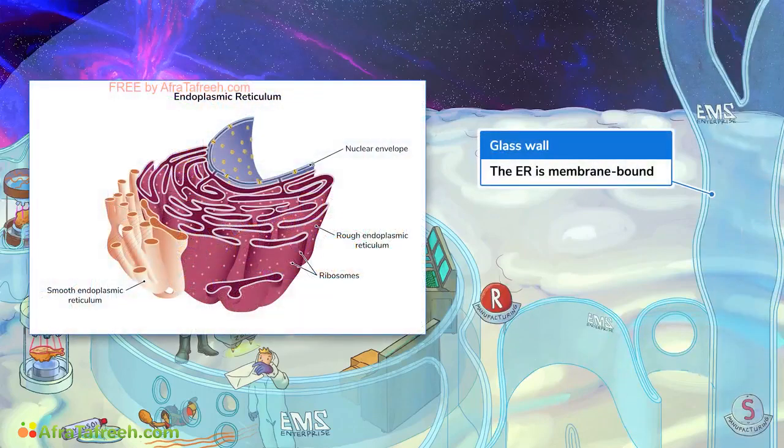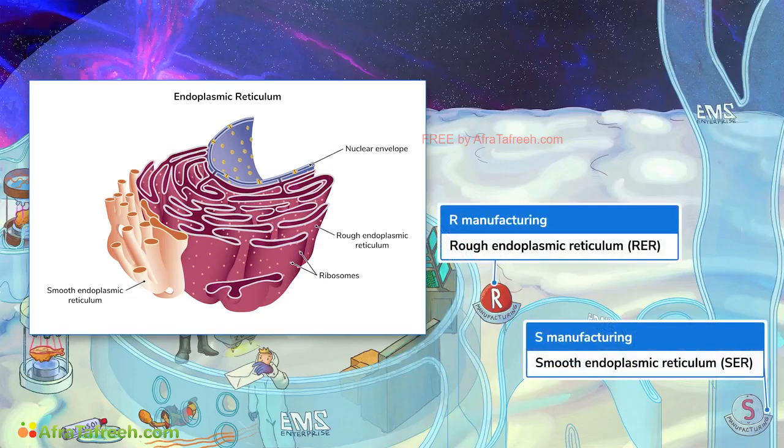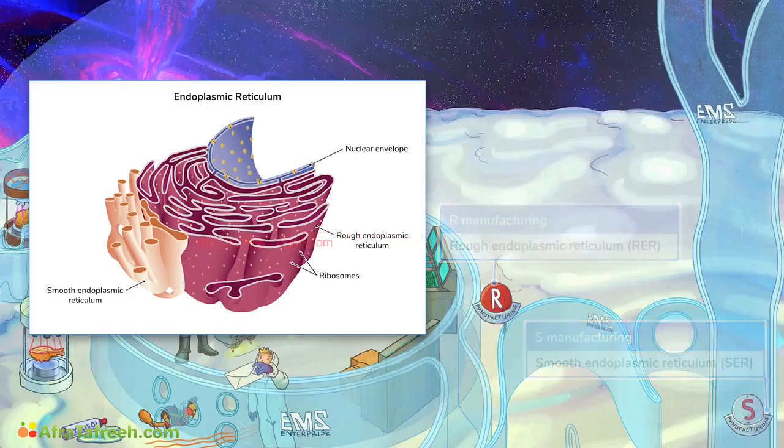Thus, the ER is another membrane-bound organelle and will be represented by these double-paned glass compartments and tubes, known in space as R and S manufacturing. Why R and S? Well, the ER comes in two flavors, rough and smooth. And why manufacturing? That's because the primary function of the endoplasmic reticulum is to manufacture and, more specifically, to produce, process, and transport cellular materials. We'll go over all these details in a bit, but first, let's talk structure.